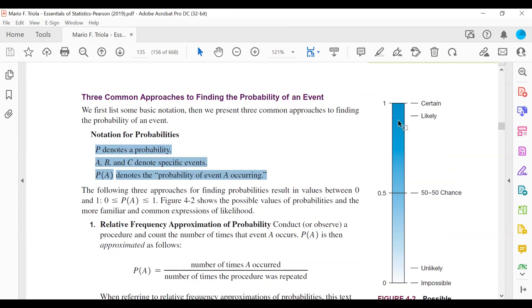And if you look at the scale, there is a scale as to how probability works. When you convert a probability into a decimal, this is the scale. If you get a 1, that is certainly going to happen.